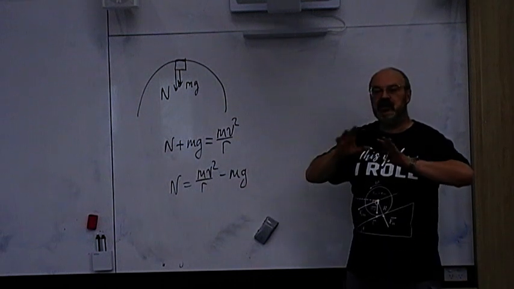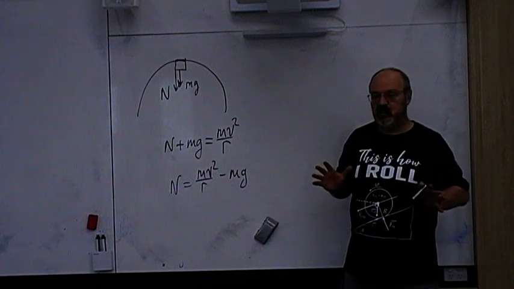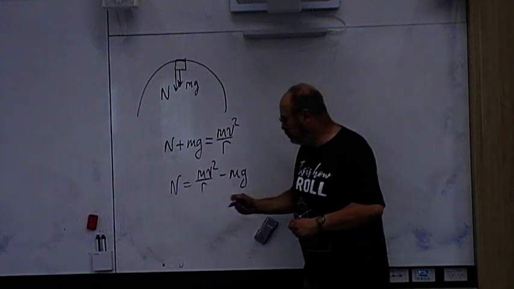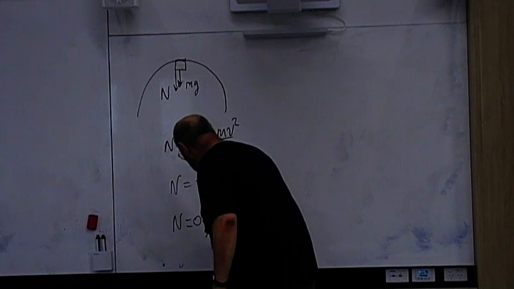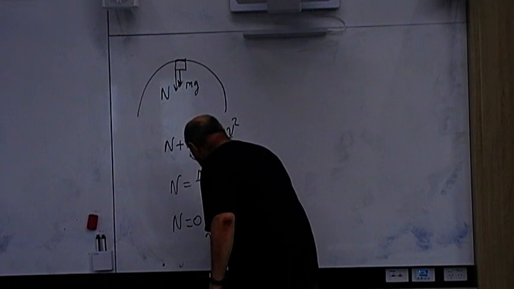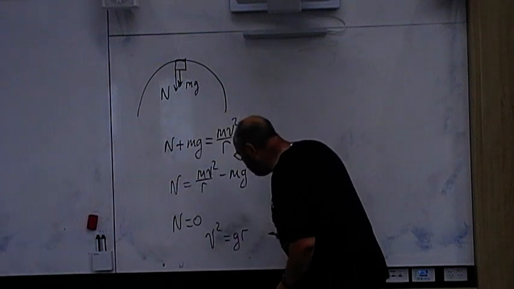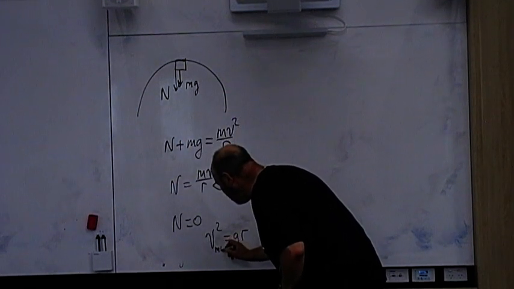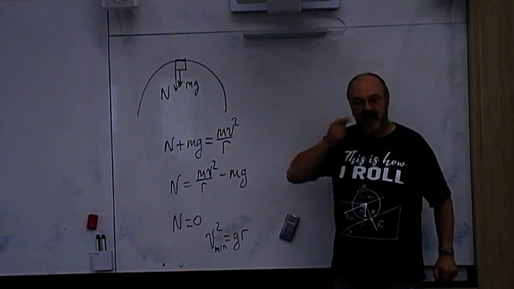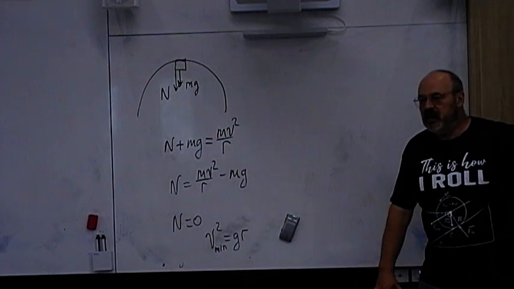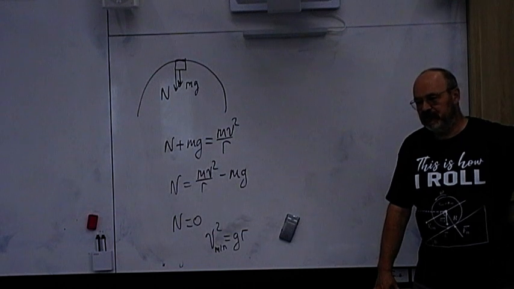Let's consider a situation where it just makes it. So we take N equals 0. N equals 0, we get the same formula: v squared equals gr. But that will be the minimum, not the maximum speed. That will be the minimum speed to make it happen.